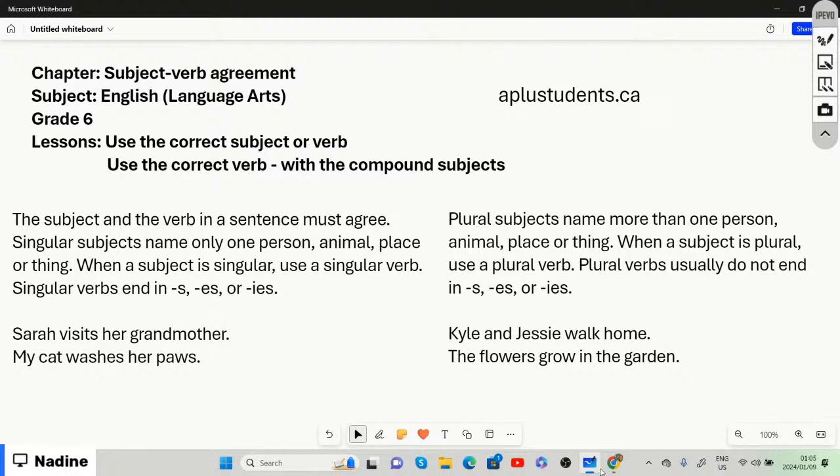All right. So when it comes to subject-verb agreement, the subject and the verb within a sentence must agree. And that is why we say it is subject-verb agreement. We are going to go on to the first lesson. What I'm going to do is give a breakdown of it with an example, and then we're going to the first lesson.